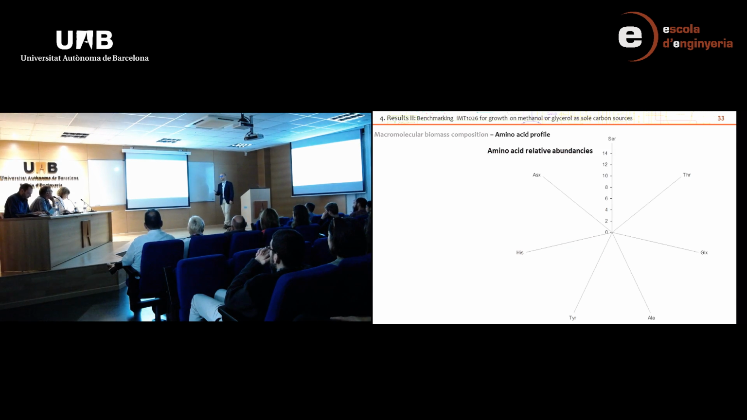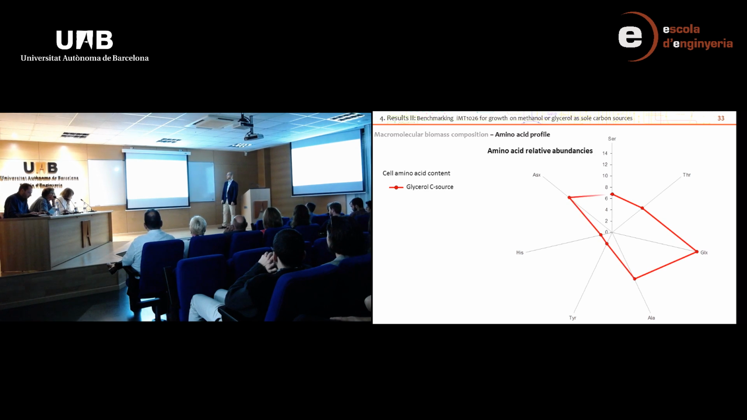In addition, we also analyzed the amino acid profile of the cells. And here is a representation of the relative abundance of the amino acids. We selected just these amino acids because they are the ones that are statistically different in cells growing on methanol than those growing on glycerol. So here's the representation of cells growing on glycerol, and here the representation of cells growing on methanol. As you can see, its composition has been shifted.